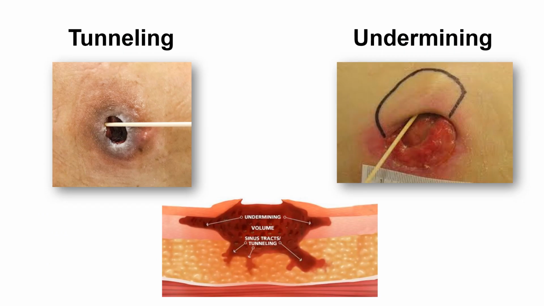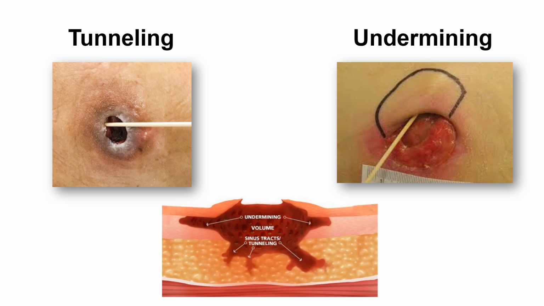This is tunneling and undermining. Tunneling is just like the word says, it's a tunnel. There are little tunnels inside, and you can see this picture here. They call them sinus tracts. When we are assessing the wound, we need to measure those tunnels. So you'll get a long cotton-tipped applicator, insert it into each sinus tract or tunnel, and mark how deep it goes in.